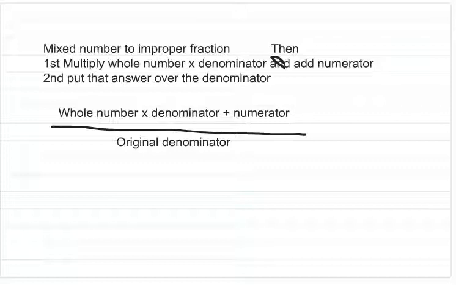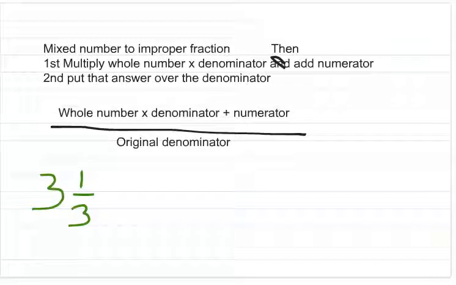So wrong word there, now we got the right one. So we're going to multiply the whole number by the denominator, then add the numerator. And we're going to put all of that whole answer from number 1 above the original denominator. So what that means is that if I take, let's switch up our colors. Let's go green. So my original mixed number is 3 1/3.